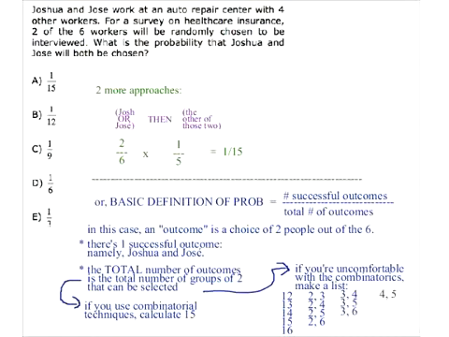Here's all your different groups that you can have. 15 different groups. So out of these 15 groups, only one of them is actually Joshua and Jose. So that's the very first one. So 1 out of 15. That's the other way to go.